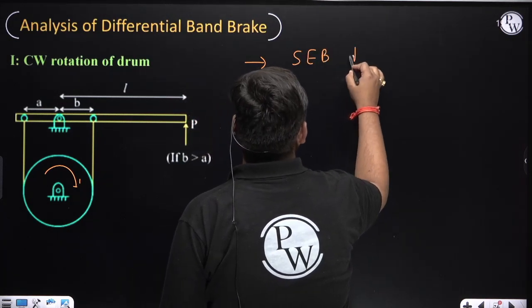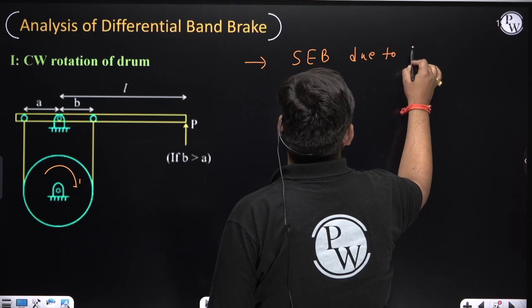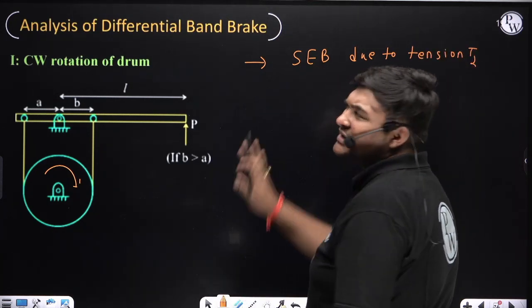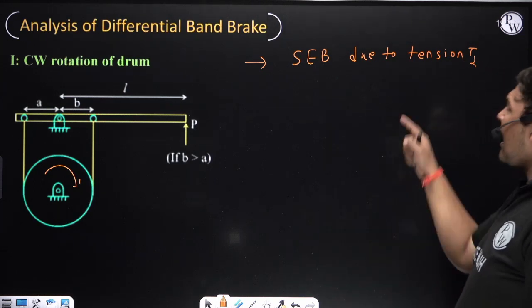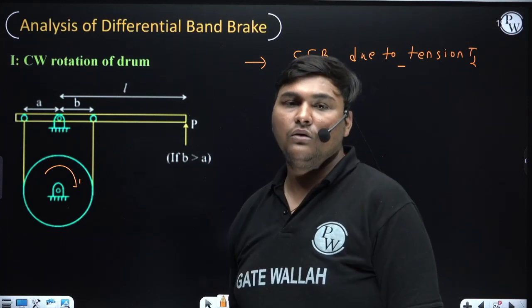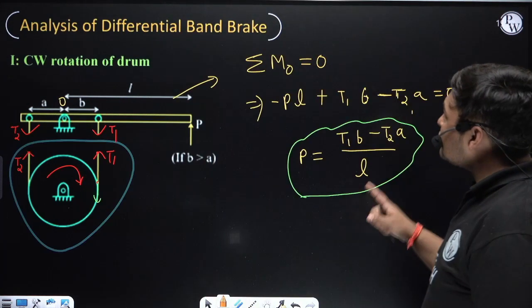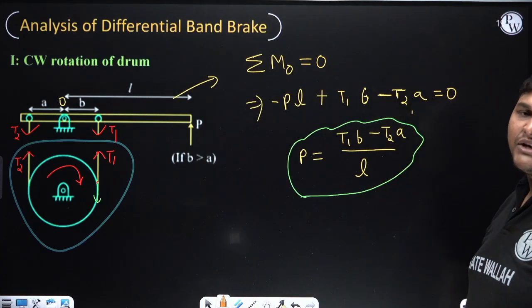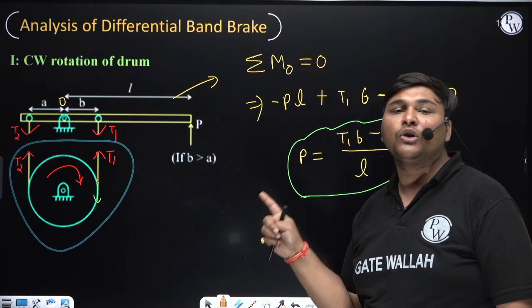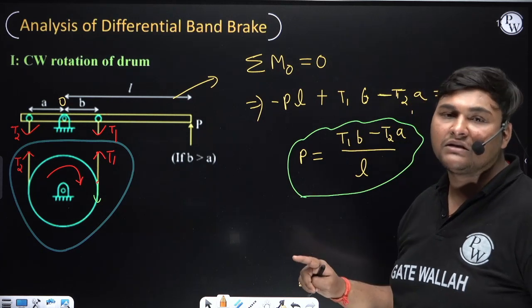Due to which part? Due to tension T2. Why? The examiner will simply ask whether it is self-energizing or not, but here I am extending this. It is self-energizing due to tension T2. And you can also conclude this is self-energizing due to tension T2 without writing this equation, just by visualizing the direction of movement of effort P and the tensions.